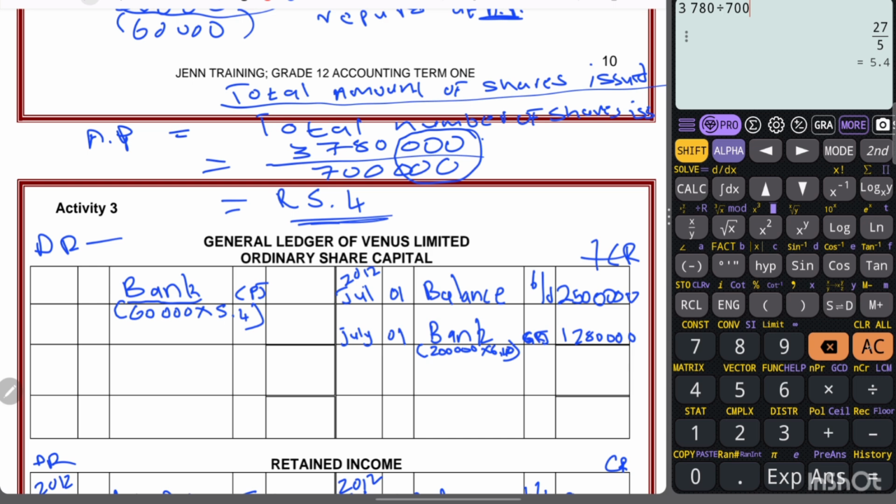5 rand 40 now. 5 rand 40. It's going to be 5.4 multiplied by 60,000. It's going to be 324,000 now. I think we are done with our ordinary share. Once you master this one, then the rest is going to be easy for you.